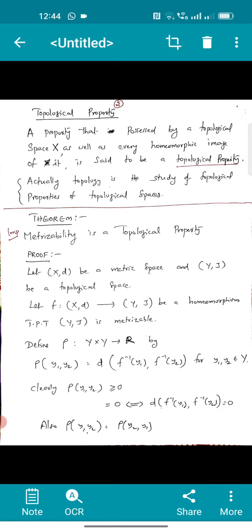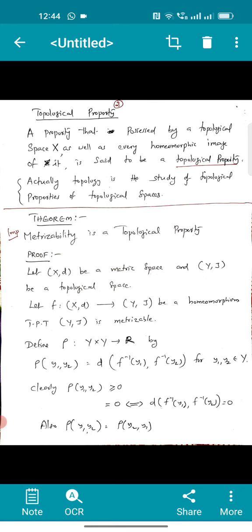Let (X, d) be a metric space and (Y, tau) be a topological space. We have taken the function f from (X, d) to (Y, tau). Take this as a homeomorphism. What we have to prove is that (Y, tau) is metrizable. Define a metric rho from Y cross Y to R by rho(y1, y2) equals d(f inverse y1, f inverse y2) for y1, y2 in Y.